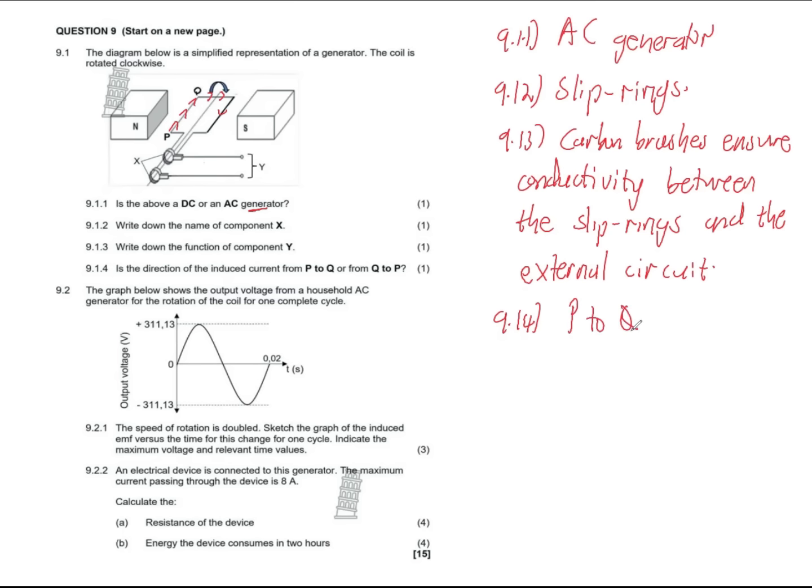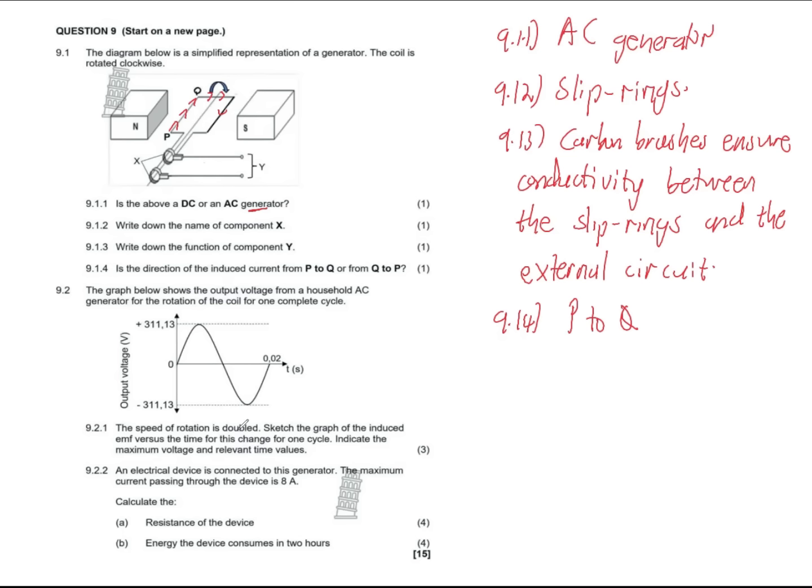Then 9.2 says the graph below shows the output voltage from a household AC generator for the rotation of the coil for one complete cycle. 9.2.1, they say the speed of the rotation is doubled. Sketch the graph of the induced EMF versus the time for the change for one cycle. Indicate the maximum voltage and relevant time values.